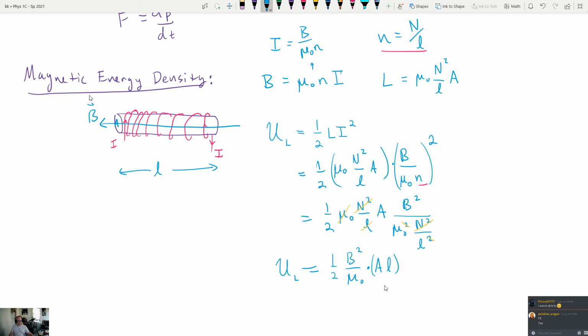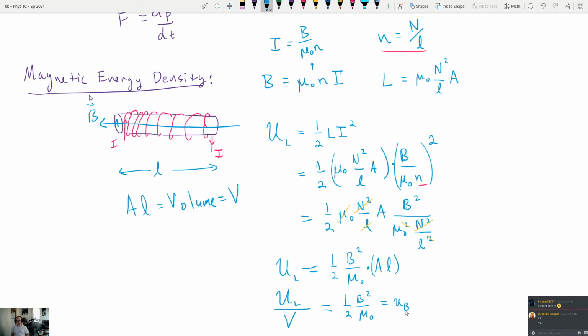Does that look right? Yeah. Okay, what's A times L? Area of the end cap is A, L is the length, so what's A times L equal to? Volume. The volume. Yeah, so this is volume. I'll just use the symbol V for that. So what we'll do is we're going to take this, and we're going to divide by the volume, V, and what we'll get is 1/2 B squared over mu naught. And we call this magnetic energy density.